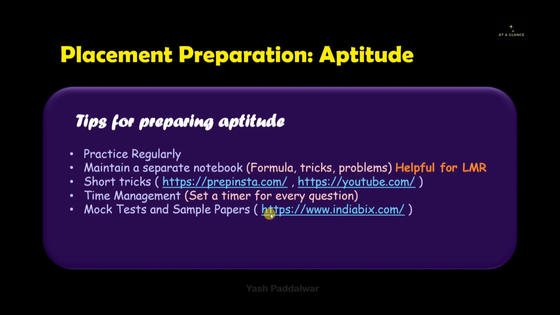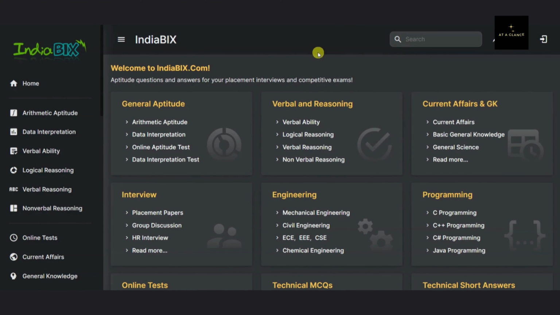The next key is solving mock tests as well as some sample papers that are already available online. So you can see this particular website, indiabix.com, is the best which I feel is present on the entire internet. When it comes to aptitude preparation, it consists of general aptitude, verbal and reasoning, current affairs, interview, engineering, programming, and many things. On the left, you can see that there are a lot of topics, for example, arithmetic aptitude, data interpretation, etc. And under all these sections, there are a lot of topics covered.